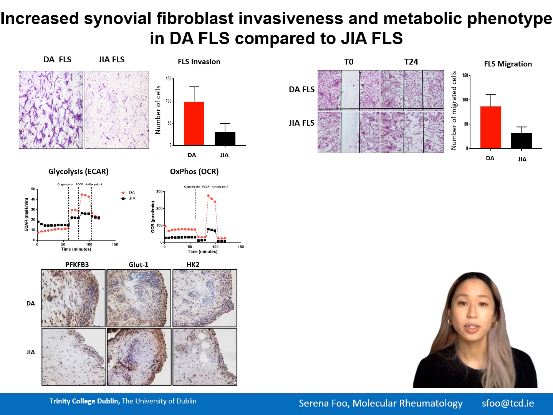We also looked at the expression levels of 3 metabolic markers, PFKFB3, GLUT1, and HK2, and we can see that the lining layer in DA scored higher for PFKFB3 and HK2 in comparison to JIA, while GLUT1, the glucose transporter, scored similar across the 2 groups. Together, this data shows that DA fibroblasts are more invasive and metabolically active compared to JIA.